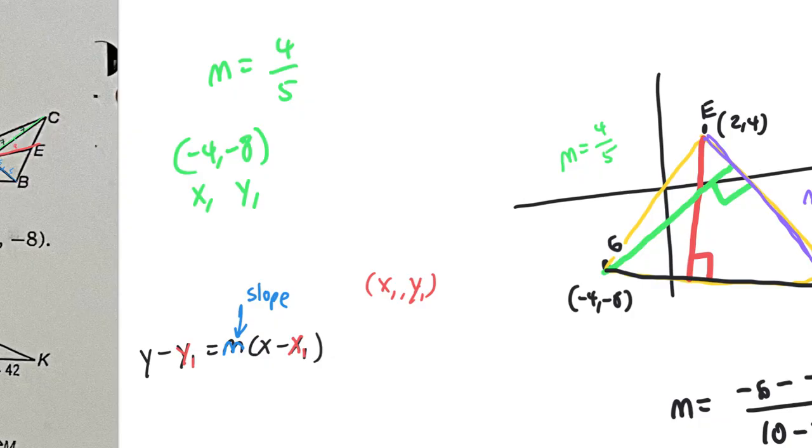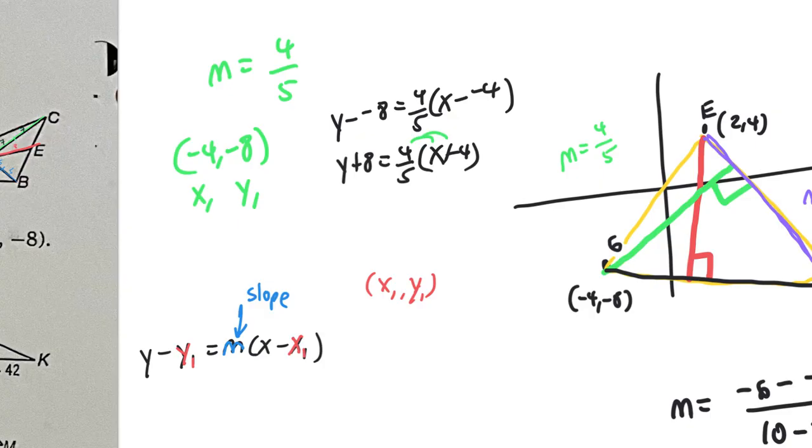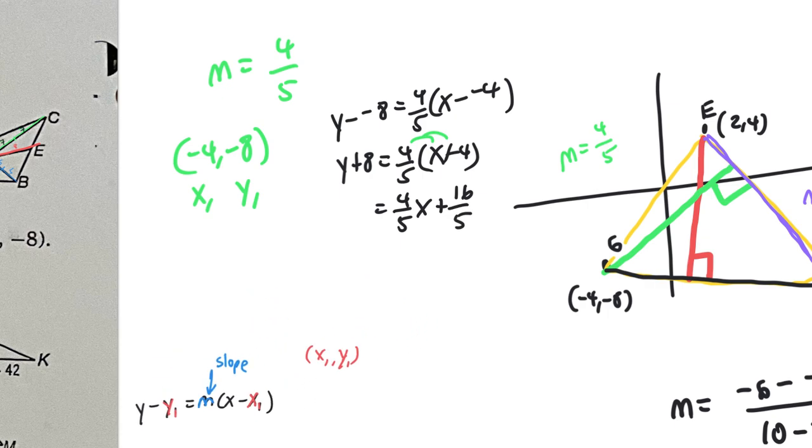And that would be nothing more than y minus y1. In this case, it's -8 equals the slope, which is 4/5, times x minus x1, which is -4. Cleaning that up would be y plus 8 equals 4/5 times x plus 4. Let's distribute this in there. That would become 4/5 x plus 16 over 5. And let's see, we could subtract 8 from both sides.